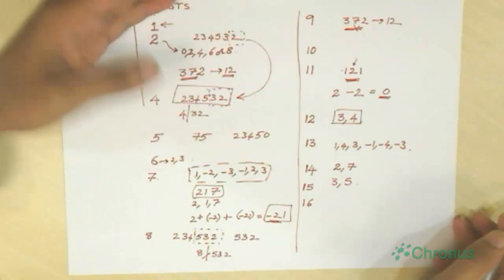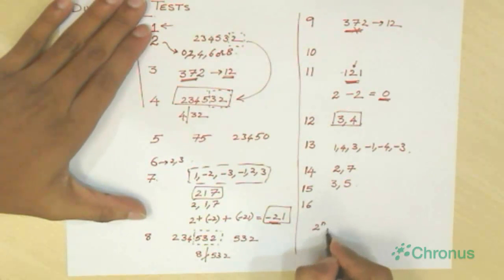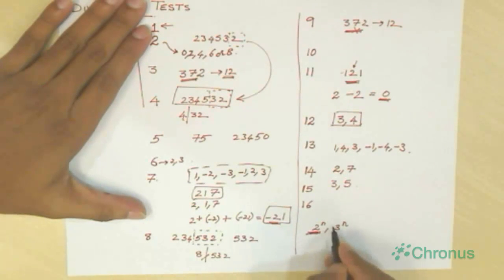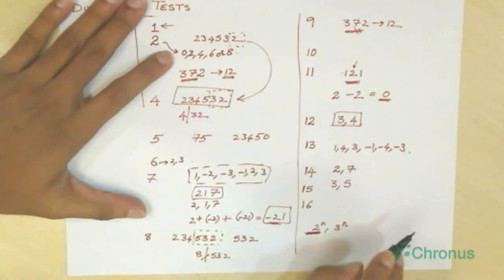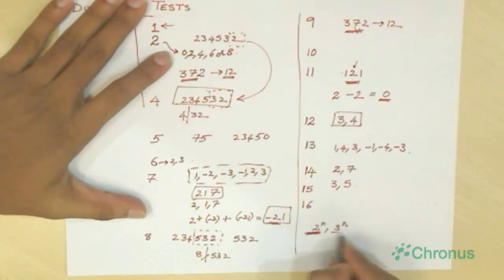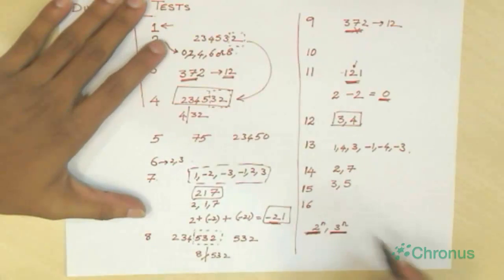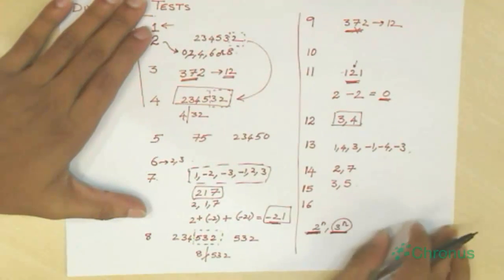So now we can actually generalize certain things for 2 power n and 3 power n. A number is said to be divisible by 2 power n if the number found by taking the last n digits of the number is a multiple of 2 power n. Very simple. And a number is a multiple of 3 power n if the number found by summing all the digits of the number is a multiple of 3 power n. So 3, 9, 27, all these numbers have this.